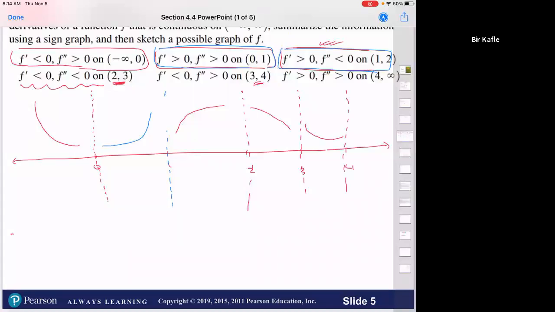And from 4 to infinity, the last interval here, the function is increasing because the derivative is positive, and also concave down because the second derivative is negative. So if you follow this closely, do you see any inflection point here?